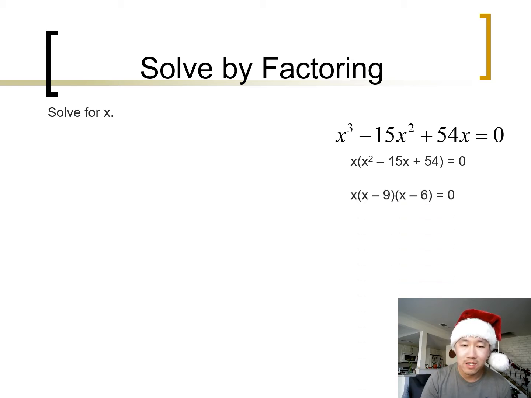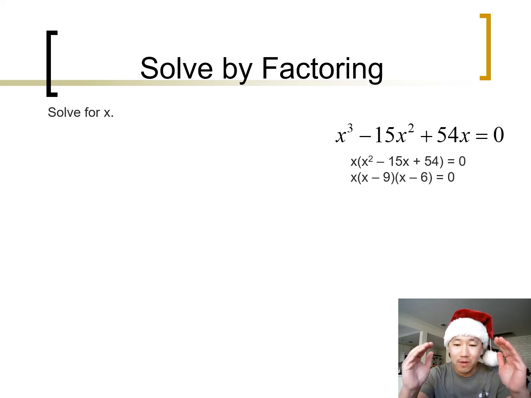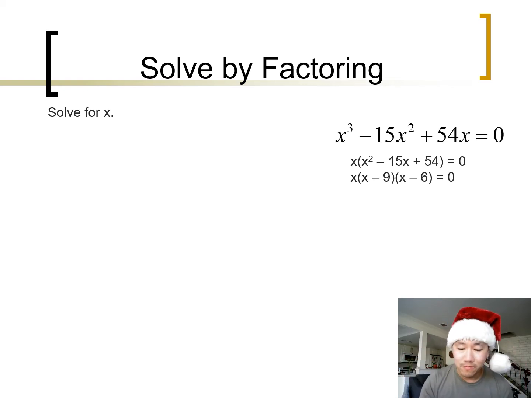So at this point, you can factor it again to get x times the quantity of x minus 9 times the quantity of x minus 6 is equal to 0. And at this point, you're going to use the zero product property to solve the equation. So you basically set each parentheses equal to 0. There's 2 sets of parentheses, and there's also that x in the very front. Never forget about the x in the front. So the x in the front, when you set it equal to 0, it's equal to 0.